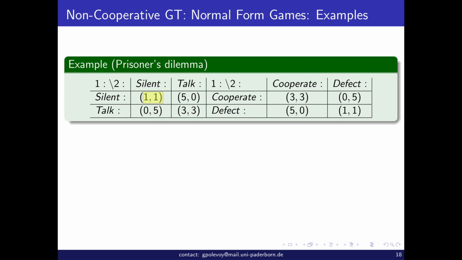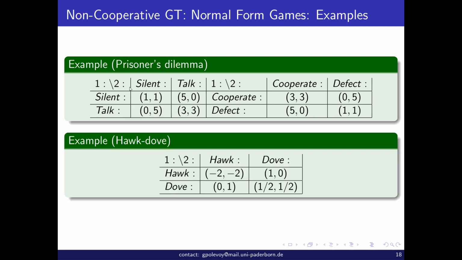Now, if they both talk, however, then they can indeed be proven guilty of a much more serious offense and get 3 years in prison. However, if I talk and the other guy is silent, then I don't get anything, because I can make this agreement with the investigation. I tell them everything, and then the other guy goes in for 5 years, and I get off for free. I get 0. And symmetrically if I am silent and the other guy talks.